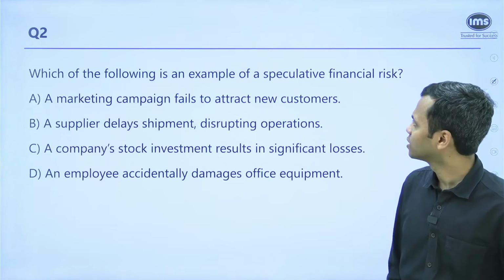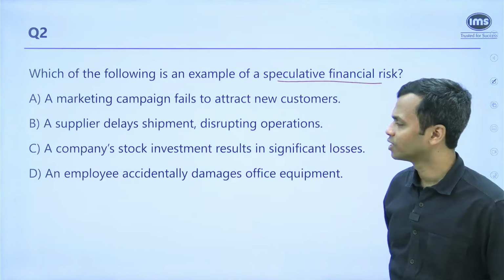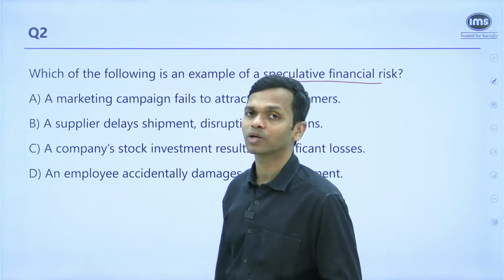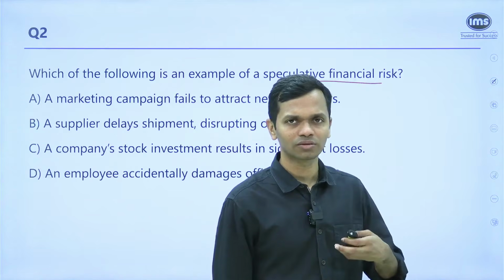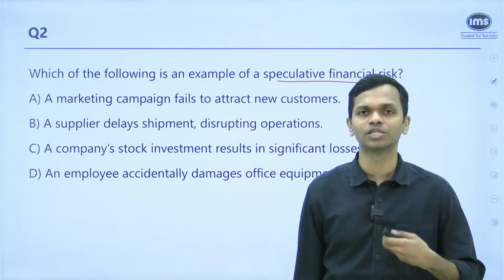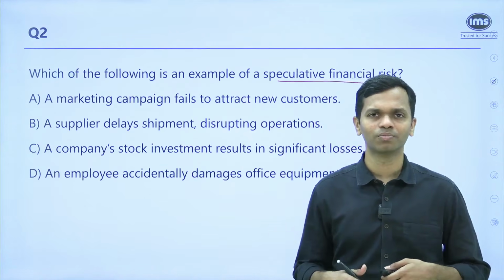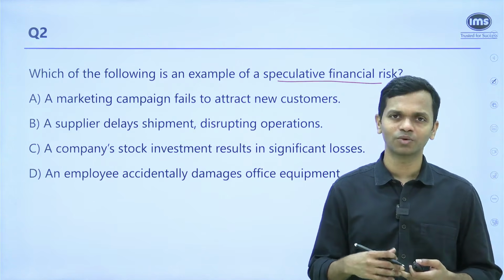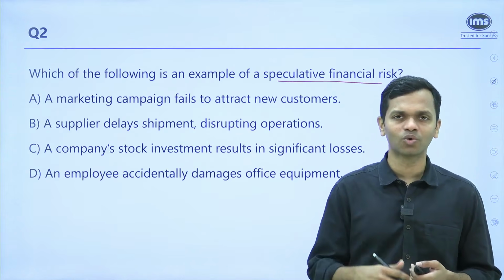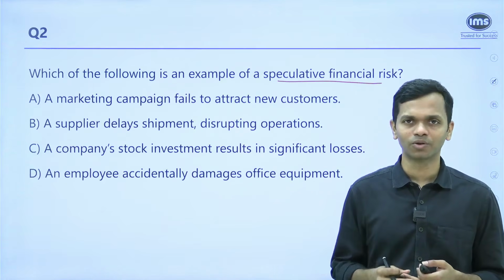Which of the following is an example of a speculative financial risk? Okay, now think of speculation. What does the word speculation mean? It means that you are trying to guess something, that this is what is going to happen. Of course, it may not be a complete blind guess. You may have some data and all of that, but you are saying that okay, this particular stock will go up or it will go down, etc. That is what speculation is.